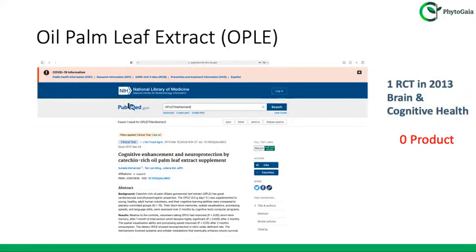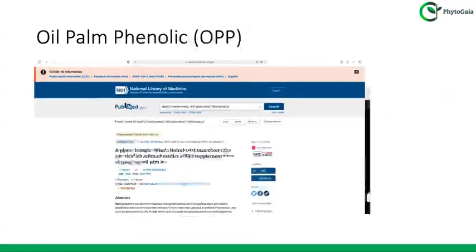So these two are the patents that they hold, but I'm sure there are ways that you can get through and find a way to make the oil palm leaf products, do some study and market the products. So those are the opportunities that can be done on the oil palm leaf extract. As an example, a study published in 2013 shows beneficial results in relation to cognitive health.